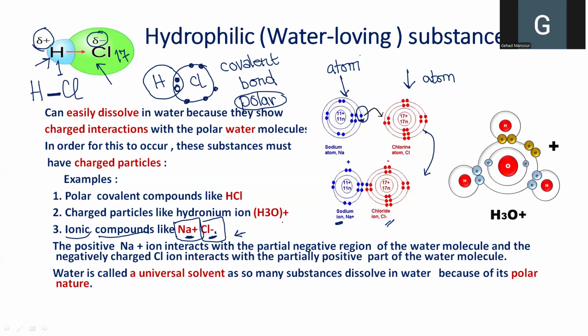The third example of hydrophilic substances and charged substances is the hydronium ion. The hydronium ion is nothing but a neutral molecule of water plus a hydrogen ion or a proton, without going into the details of the electronic configuration of the hydronium ion.